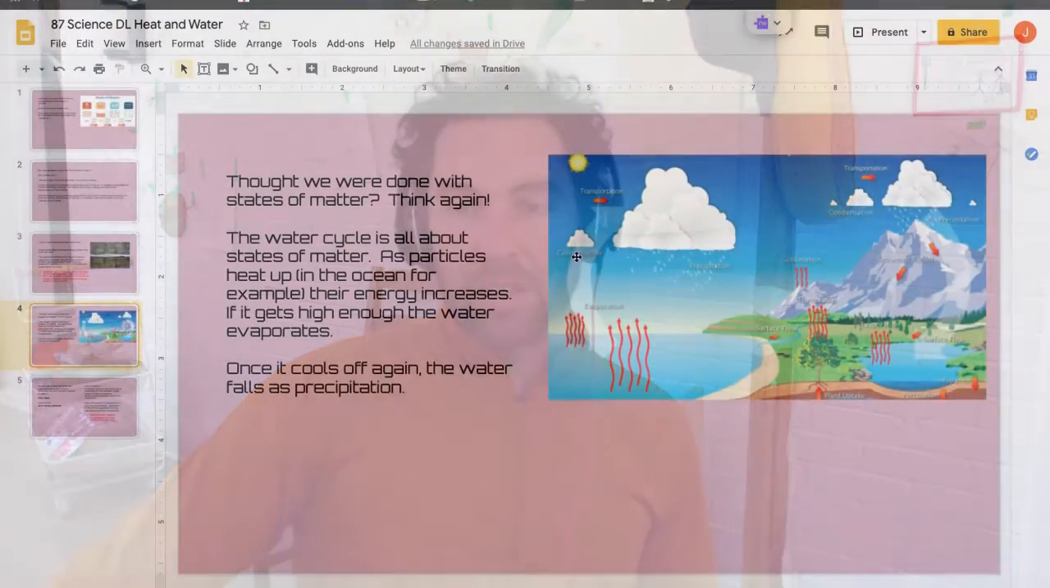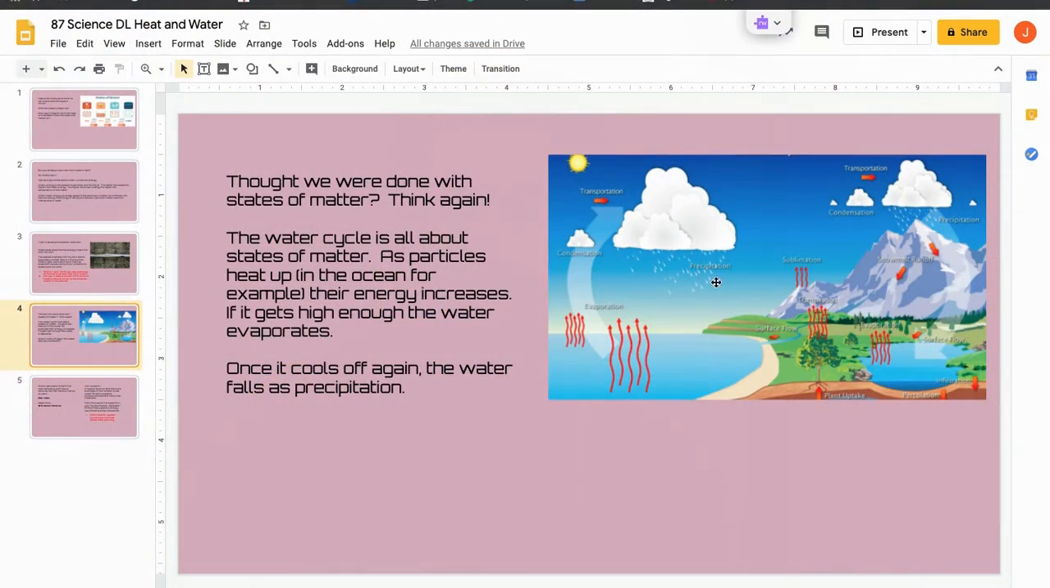Grade 8, you were talking about water. Now, this, believe it or not, is sort of connected to thermal energy. We know this water cycle, right? Water evaporates, goes into the clouds, and comes down as precipitation. It can freeze, which is, of course, when the thermal energy decreases.